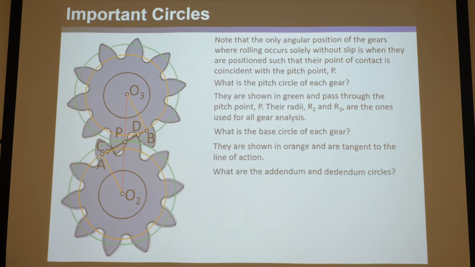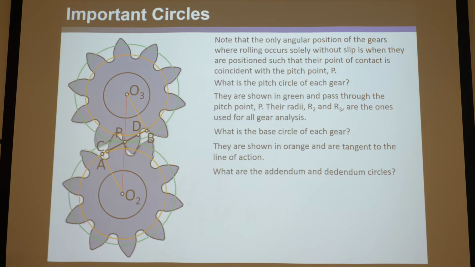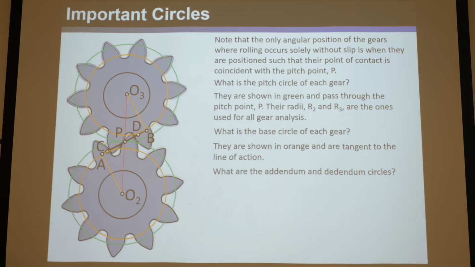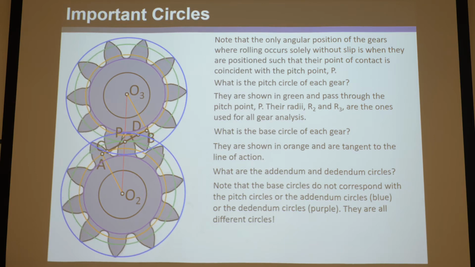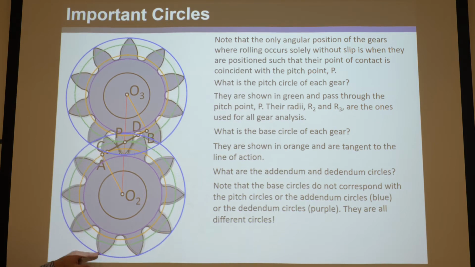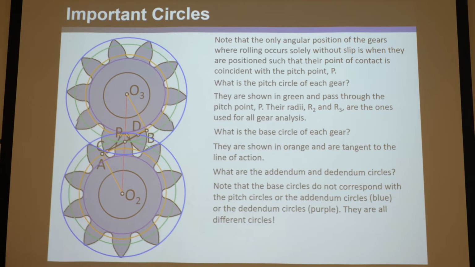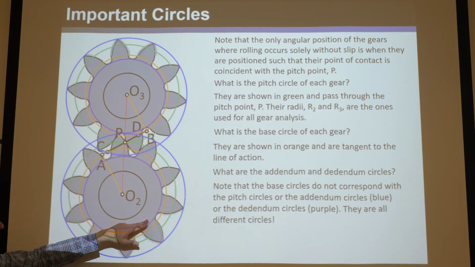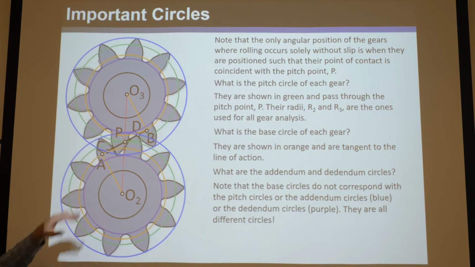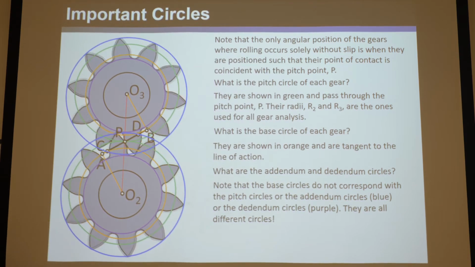Okay, so what are the addendum and dedendum circles? Well, these are the easiest circles to find. The blue circles are the addendum. They're the circle that is along the top flat of the gear teeth. And the dedendum circle is at the bottom flat, wherever you cut these teeth. That's the dedendum circle shown in purple.